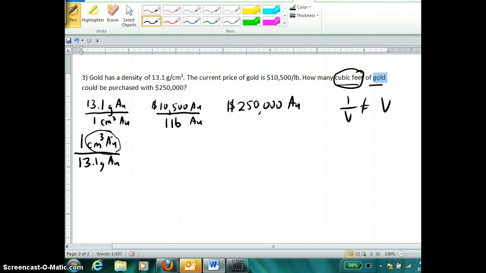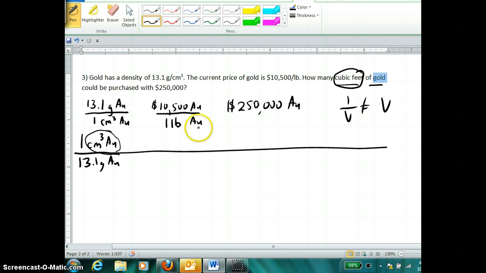So step 4 then becomes eliminating any quantities you don't want. And this mass of gold I do not want, so I have to cancel it. And the only way to cancel a mass of gold is by using a mass of gold. Well, this is a price of gold, and this is a price of gold.